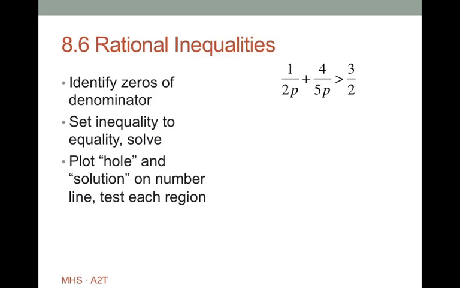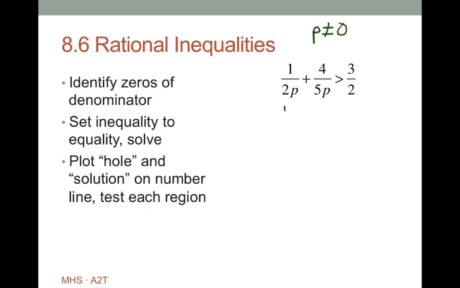Okay, let's do an inequality. This is the last problem. The trick here, remember, is to first identify the zeros of the denominator. That's the first critical point. Those are where you're going to have your discontinuities, so do that first. Then set your inequality to an equality, make it an equal sign, and solve it. And then plot your hole, or discontinuity, and the number that you get for a solution, and then check the regions around it.